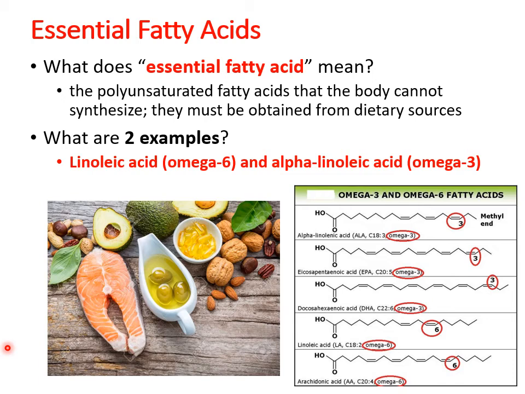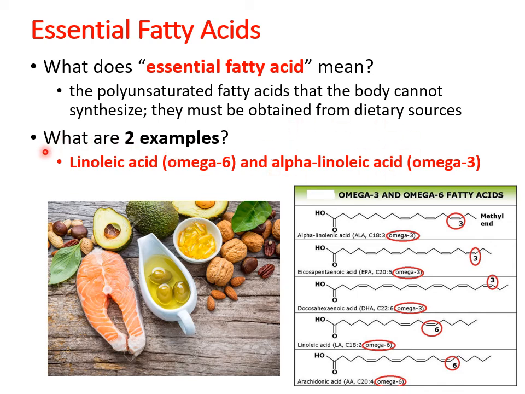So you end up having what's called essential fatty acids, which are fatty acids that our body cannot synthesize because we can't insert those double bonds where they need to be. So we have to obtain them from dietary sources. And the two examples that I want you to know are the omega-3 and omega-6 fatty acids, which you should know as linoleic acid and alpha-linolenic acid.